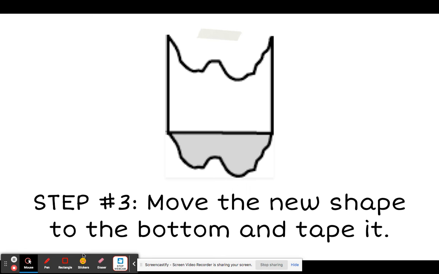Step 3, move that shape that you just did to the bottom. Now here's the reason why doing corners may help. When you do the corners, you can line up the corners on the bottom, because the placement on the bottom matters. That is important. So you're going to move it straight down. Again, it doesn't have to be on the corners, but it can be.